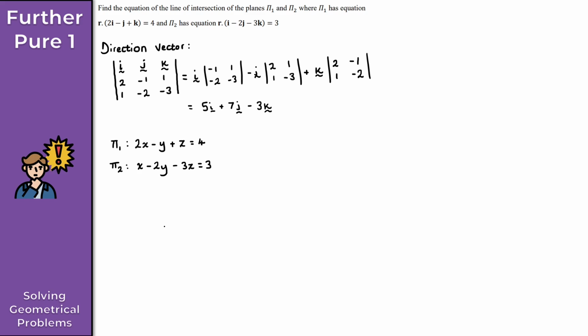What I'm going to do now is set z equal to 0 and solve simultaneously. It doesn't have to be z equals 0. You could also do this with x equals 0 or y equals 0. I've just chosen z equals 0 arbitrarily. So we'll set z equal to 0 and solve simultaneously.